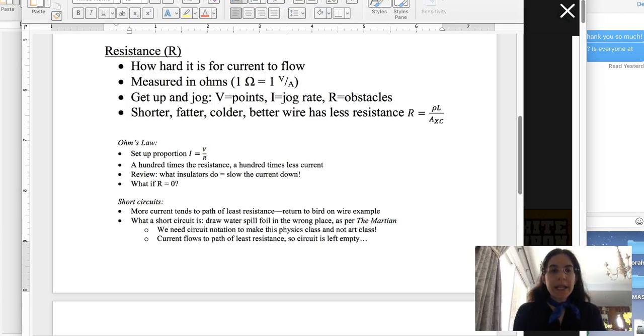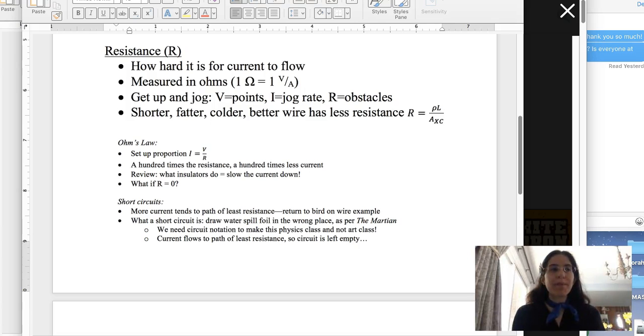A conductor is a material with very low resistance. That means it's very easy for the electrons to move around and the current to flow. An insulator is a material with a very high resistance. That means it's incredibly hard for the current to flow. The electrons only move slowly.